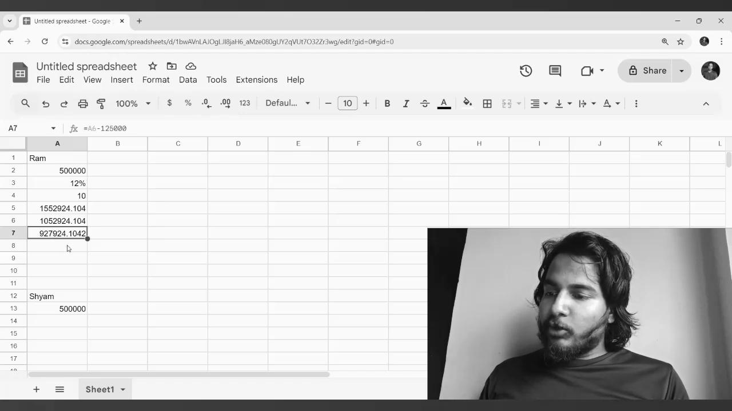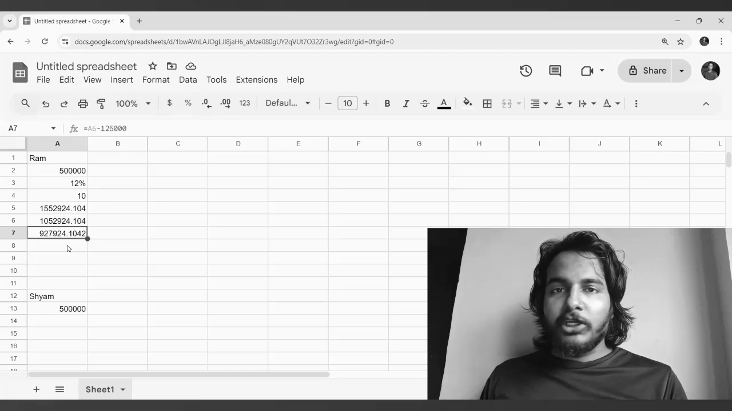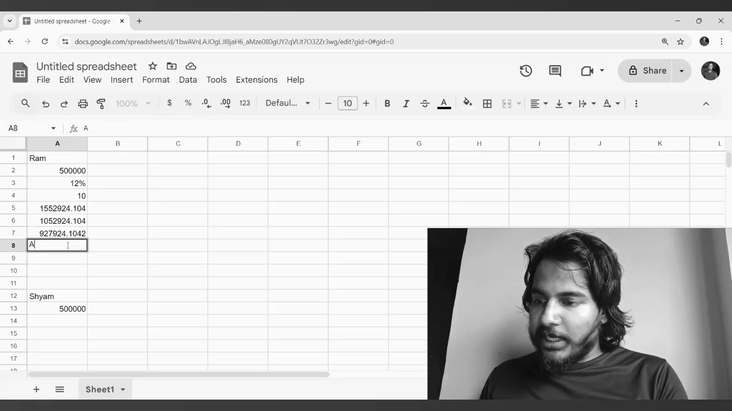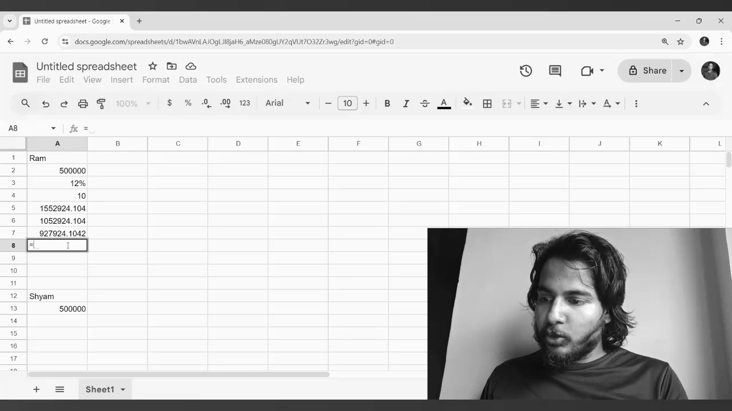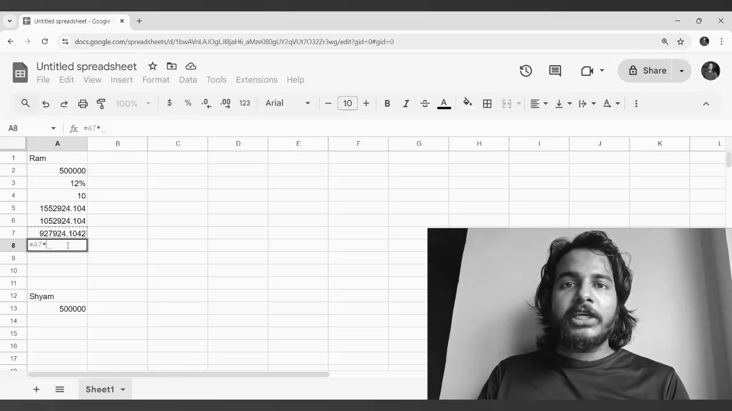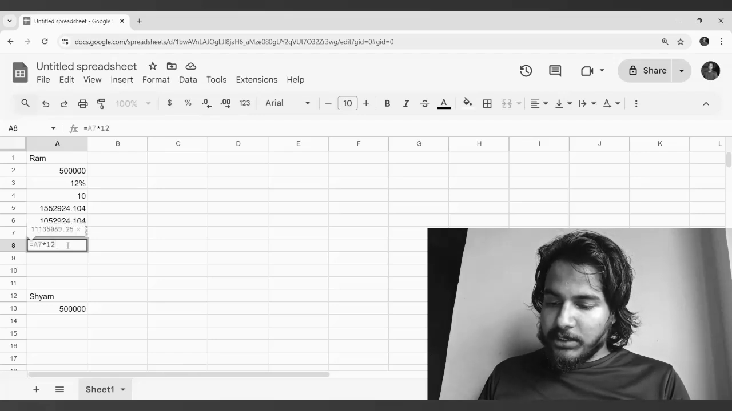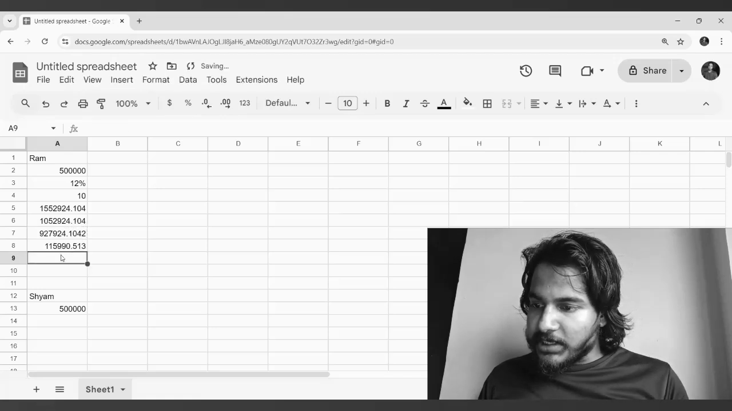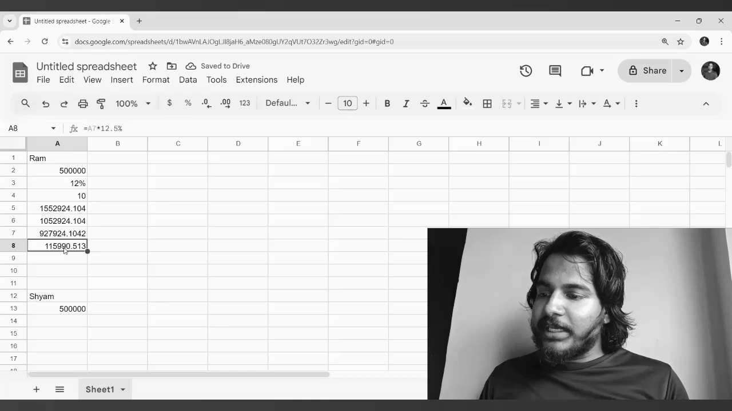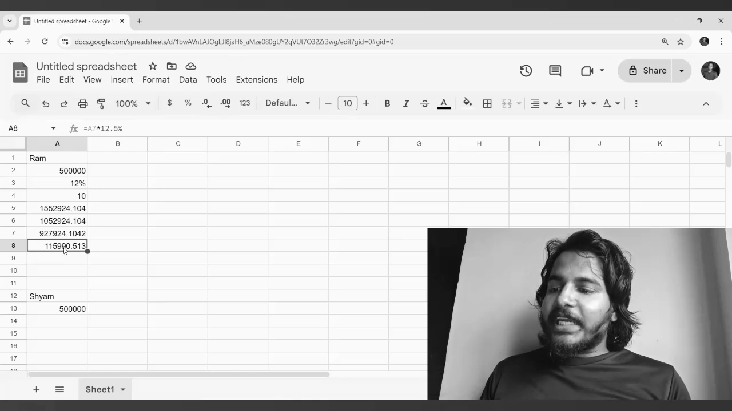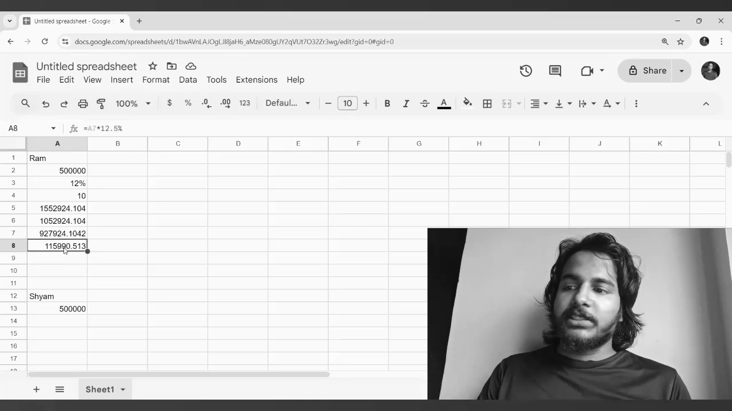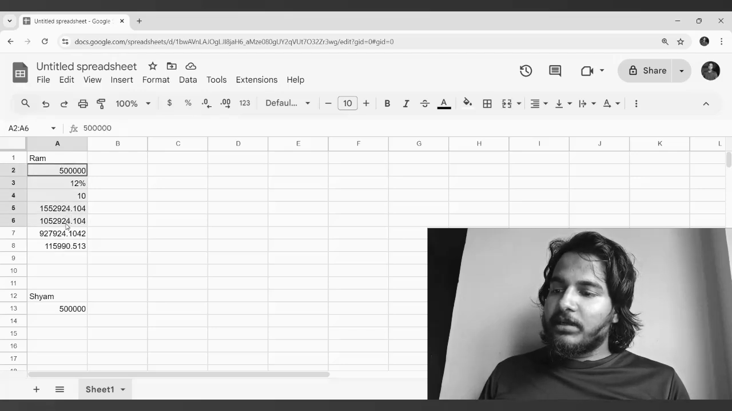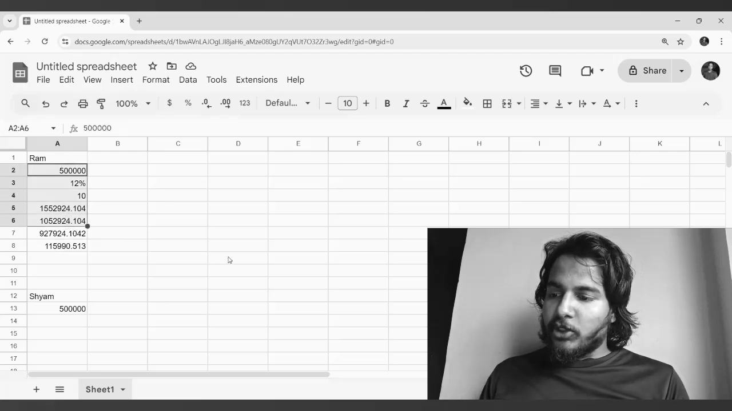Now on this amount, if we try to calculate the tax, what is the tax? 12.5%. So I will have this value A7 equal to A7 multiplied by 12.5%, because it is a long term capital gain, that is why it is 12.5%. This 1,15,990 is the exact amount which Ram has to pay after 10 years, because he directly redeemed his value after 10 years.